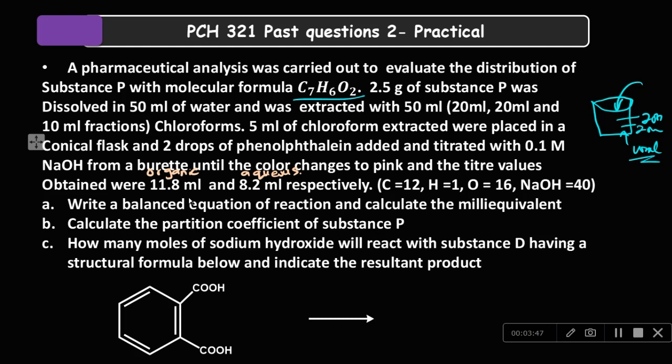Now, the first thing is write the balanced equation of reaction and calculate the Milli equivalent. Now, for you to calculate the Milli equivalent, there are certain things that you must take note of. First of all, the molecular mass. The molecular formula was given as C7H6O2, and then the amount of sodium hydroxide that was reacted. You reacted with 0.1 molar sodium hydroxide. So these are the two properties that will aid you in writing the Milli equivalent, because some persons are still finding it difficult to write Milli equivalent.